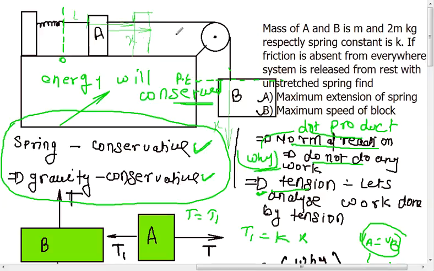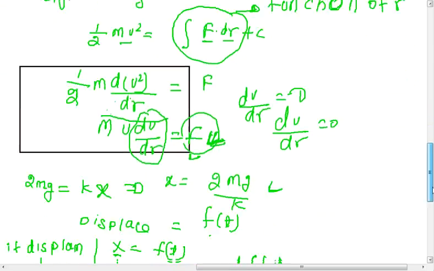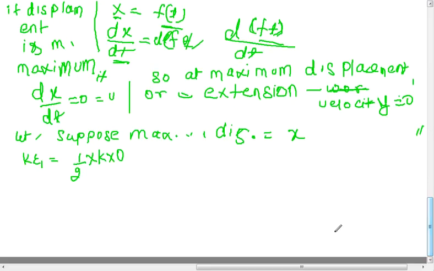Let's suppose the height from here to here is h. So what is the initial potential energy? The initial energy is mgh plus 0.